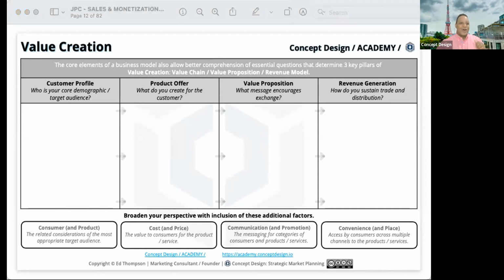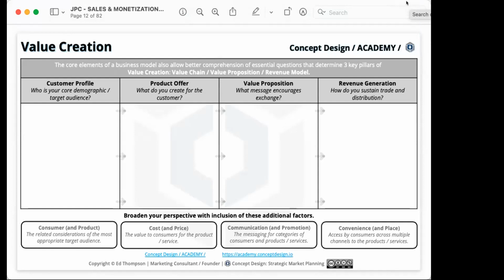Let's move on and take a look at travel tech, Japan travel tech. What are any of the interesting things that you have found about your customer profile for value creation? Riza, please go. All right, thanks for your time.